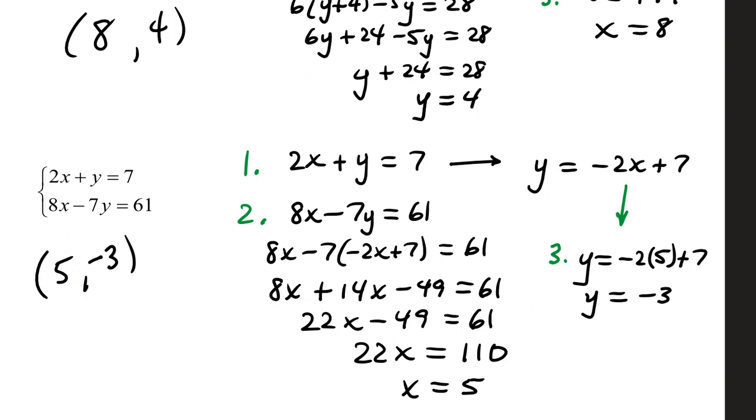That'll be the first number of the solution point. Go back to step 1, replace x with a 5, so that's negative 2 times 5 plus 7, that's negative 3, and your y value finishes the pair.